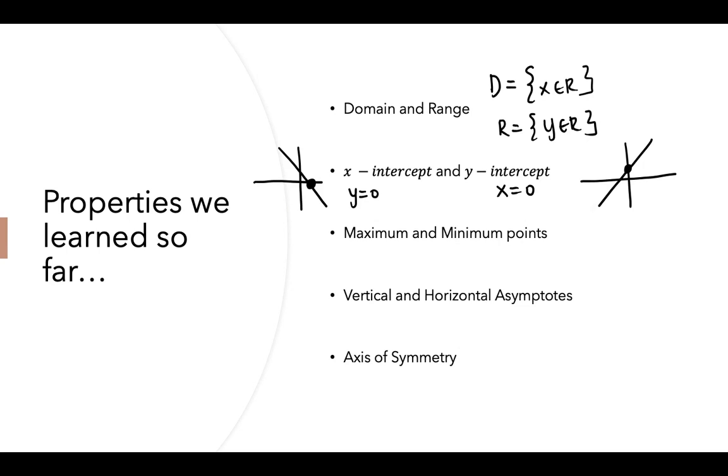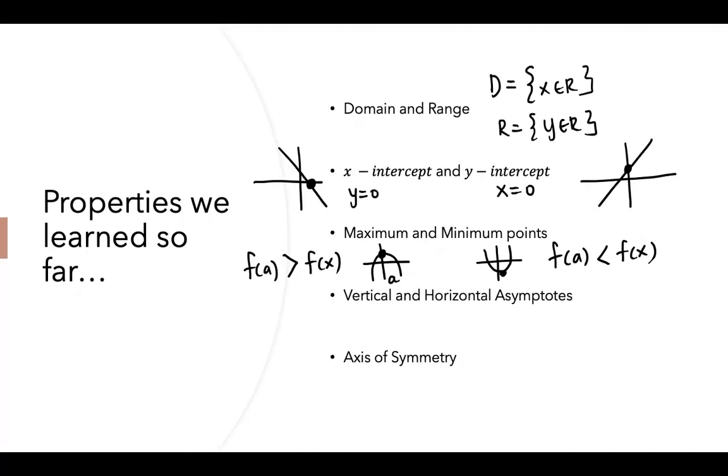Maximum and minimum points. So maximum and minimum points are vertex points. In this case, the maximum point is when f of a is greater than f of x. So your a is the vertex, the x value. And a minimum point is when the vertex is at the bottom and the graph is going upward. So for your minimum point, f of a is less than f of x.